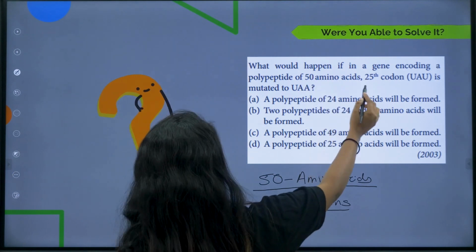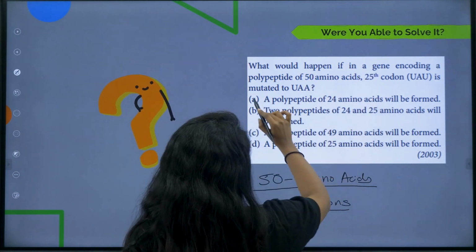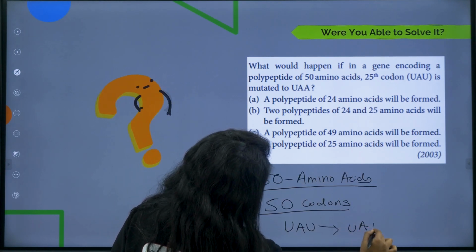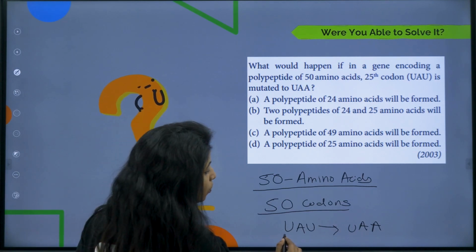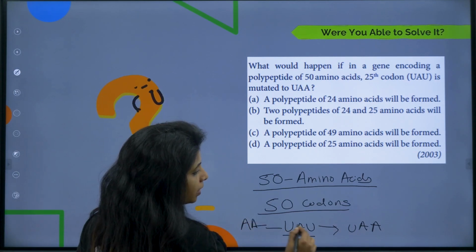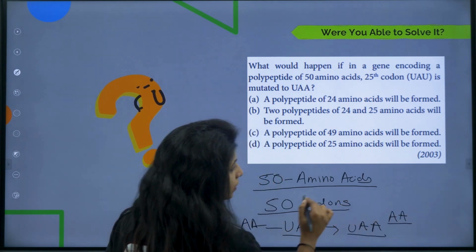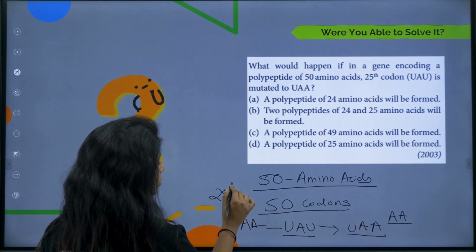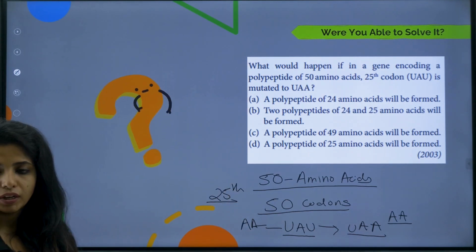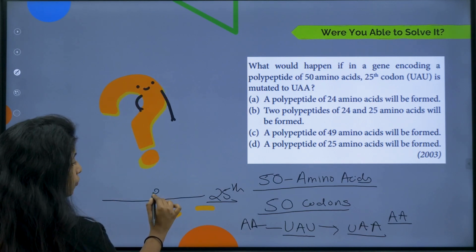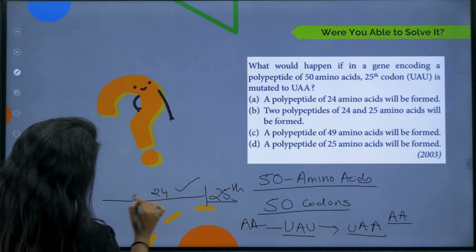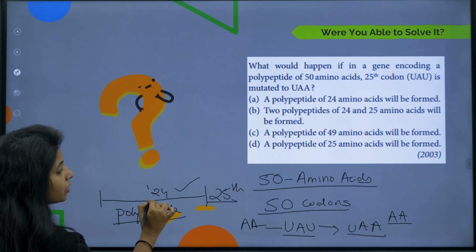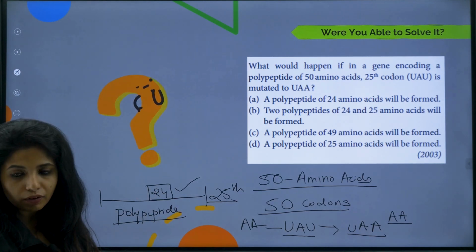Now they are saying the 25th codon, that is UAU, is mutated to UAA. So obviously this particular codon might be coding for something else, some other amino acid. Right? So what will happen if there is a mutation like this on the 25th codon? I can expect that the first 24 codons, since no mutation is reported there, will be formed safely, and this polypeptide will have 24 amino acids.